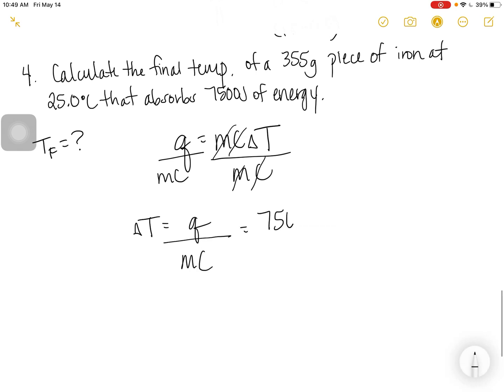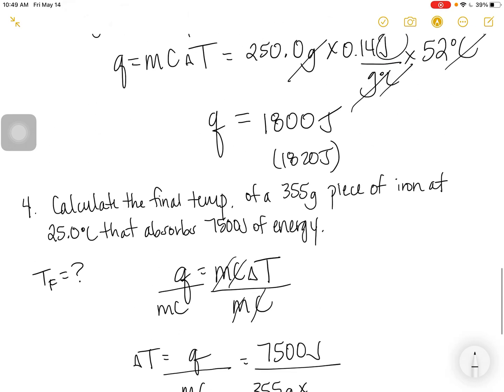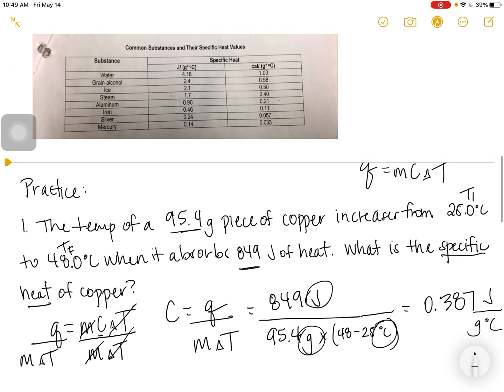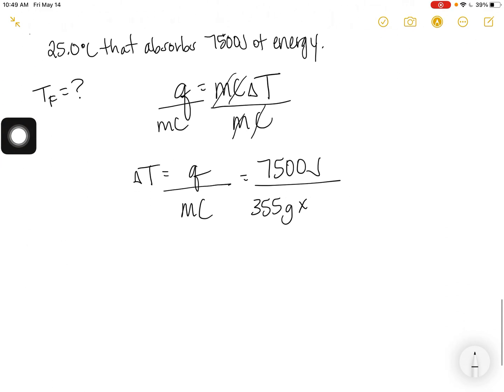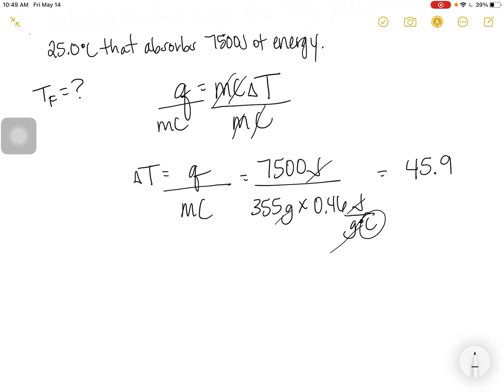Q is 7,500 joules. My mass was 355 grams. C of iron, again, I need to look up. 0.46. That's in joules per gram degree Celsius. My joules cancel, my grams cancel, leaving me only with degrees Celsius. I end up with a delta T of about 45.9. But be careful, because that's delta T and that's not what they asked me to find.